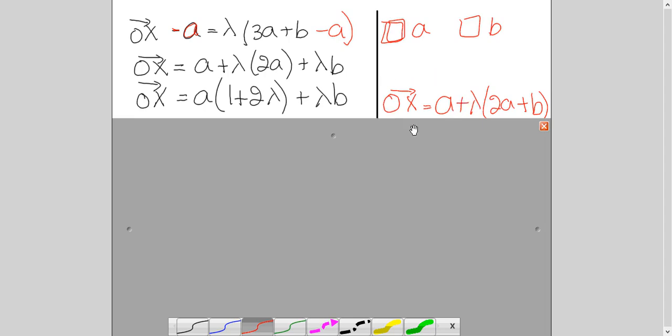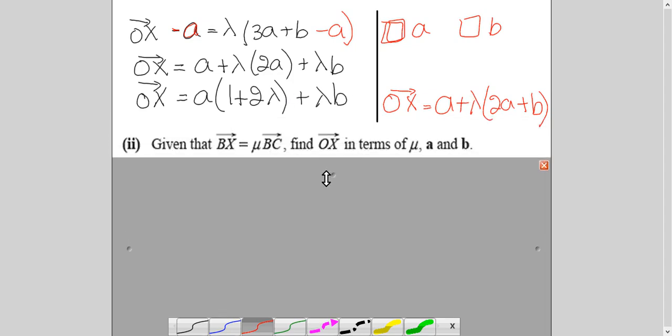Even if somebody does this by mistake, later he will realize that he has to change this into this form, right? Now the next part of the question is saying, given that BX equals mu BC, you have to express OX in terms of mu and AB. So again, you have to express OX, but now in terms of mu and AB. Here you have expressed it in terms of lambda AB. We will do the same thing.